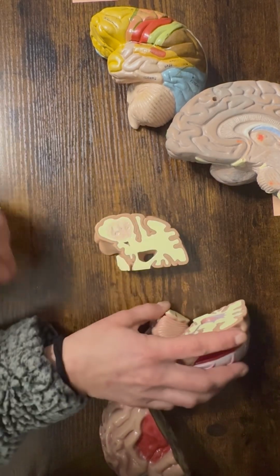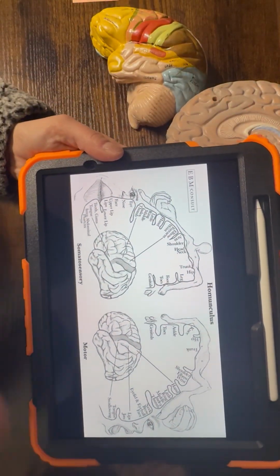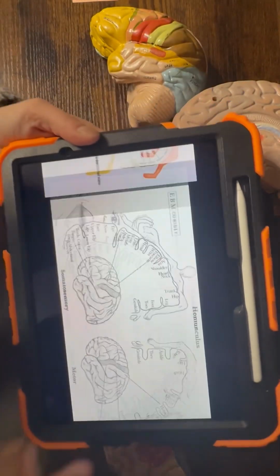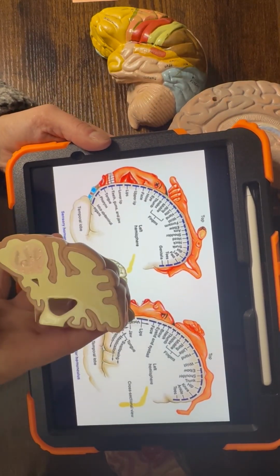Let's see if we can get our pictures up over here. Now, it does kind of look similar, right? Yep, you can see it now, I'm hoping. You can see it now.